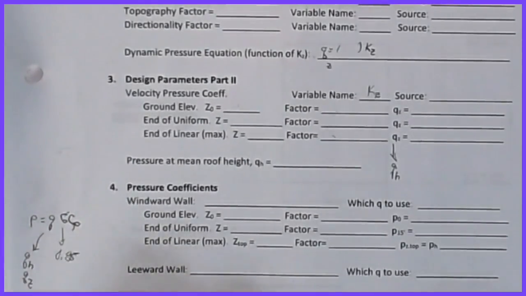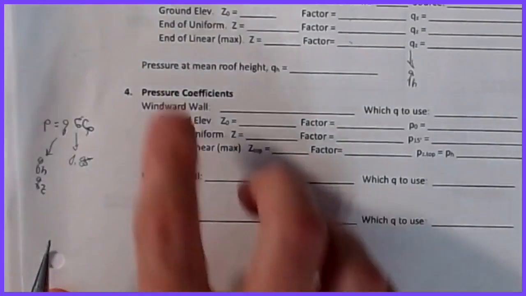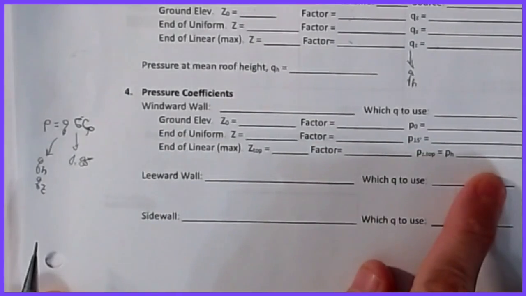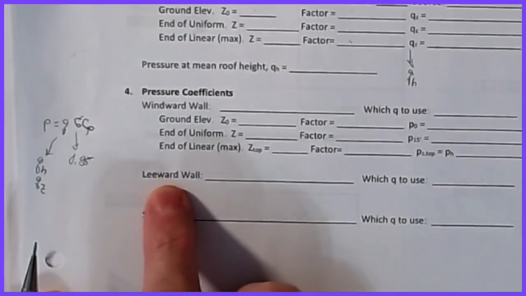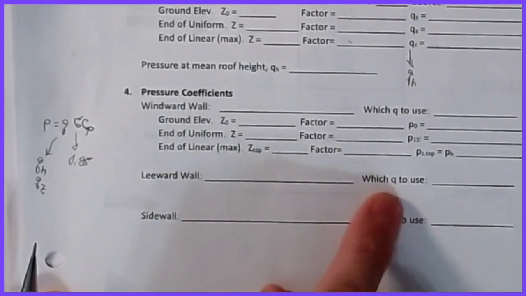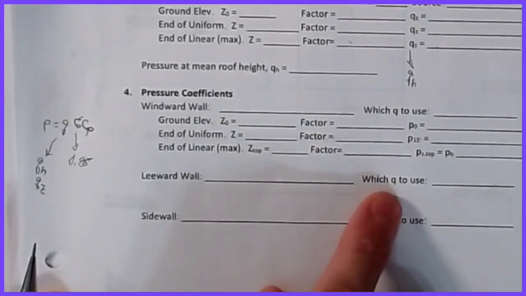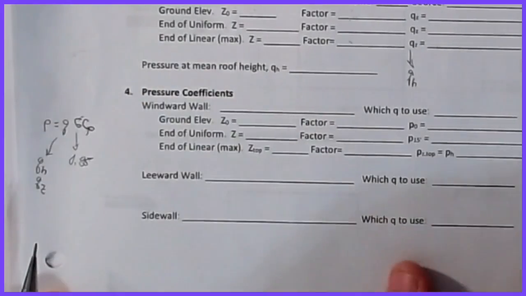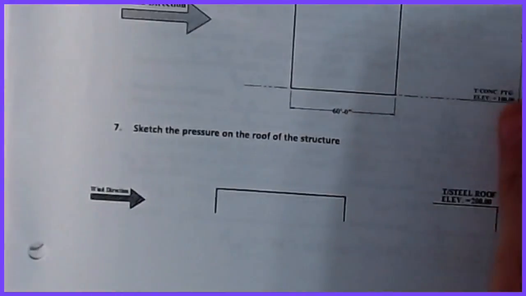And so what I've done is, when I do my pressure calculations, I break them up into the walls. I do a windward wall, and I fill out all this information. I do a leeward wall, and that's just a single value using QH. And that's again why I'm asking for a reminder, which Q are you using? For leeward, it's QH. For sidewall, it's QH. This guy is QZ. Okay. All right. And so that will get you there.